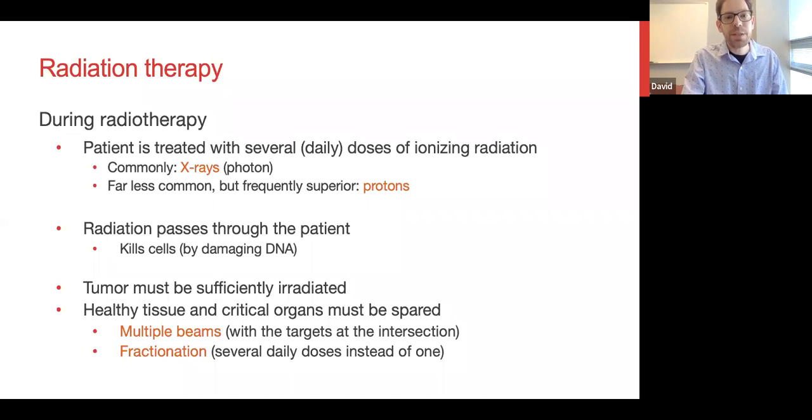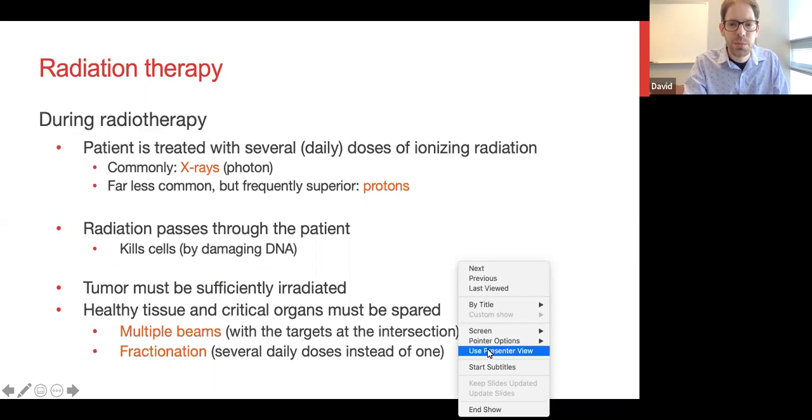But the basic principle is that the radiation passes through the patient and will kill the tumor cells by damaging DNA. Unfortunately, we cannot just aim at a specific depth and at specific cells. So if we are killing tumor cells by damaging their DNA through the radiation, then the same thing happens to the healthy cells as well. So the goal is to sufficiently irradiate the tumor, but at the same time, we also want to spare the healthy tissue and especially critical organs from unwanted radiation as much as possible.